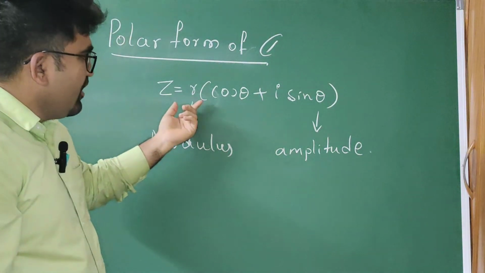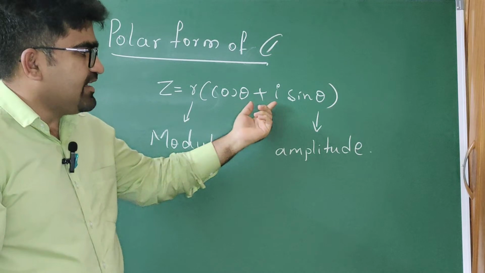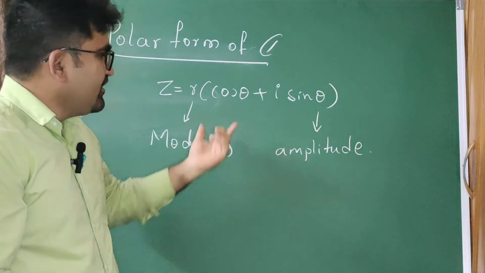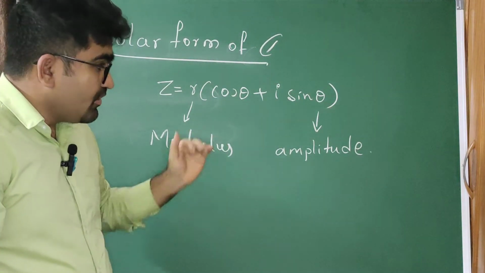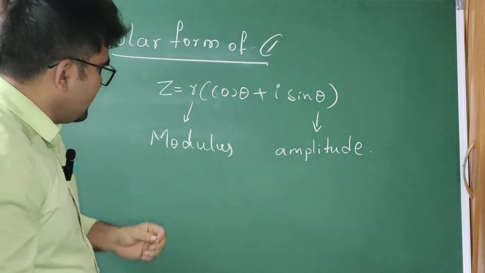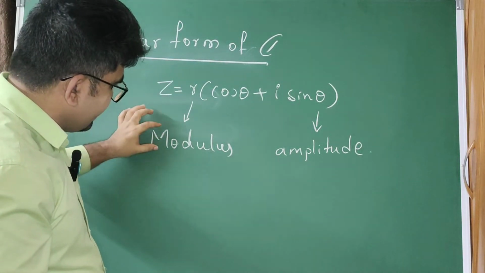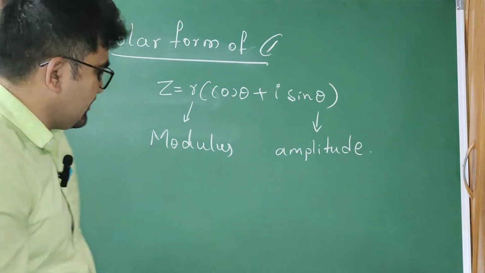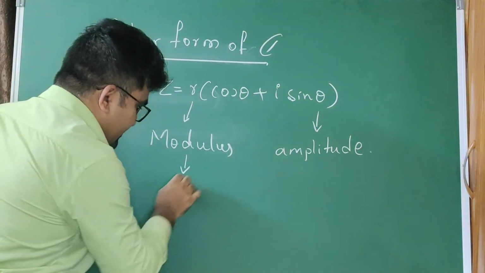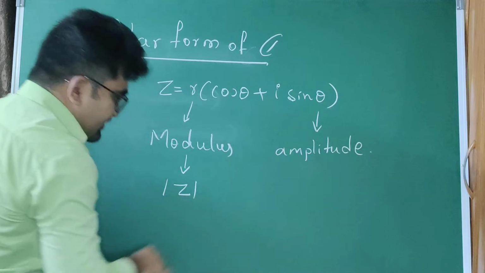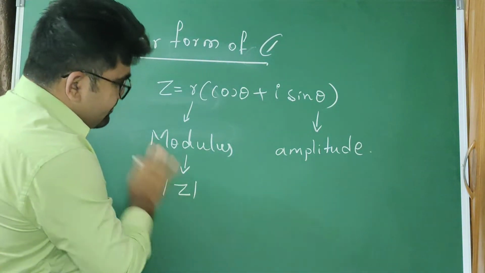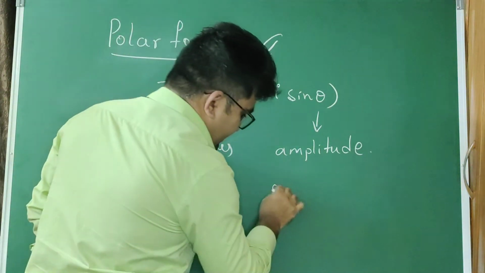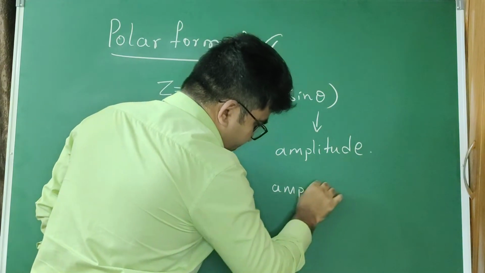z is equal to r into cos theta plus i into sin theta. This is nothing but the polar form of representation of a complex number. Here ಈ r ಅನ್ನು ಏನಂತ ಕರಿತೀವಿ? ಮಾಡ್ಯುಲಸ್ ಅಂತ ಕರಿತೀವಿ. This theta ಏನಂತ ಕರಿತೀವಿ? ಆಂಪ್ಲಿಟ್ಯೂಡ್ ಅಂತ ಕರಿತೀವಿ. This modulus is represented by mod z ಅಂತ ಬರಿತೀವಿ. This modulus is nothing but mod z, and this amplitude is nothing but amp of this complex number z.